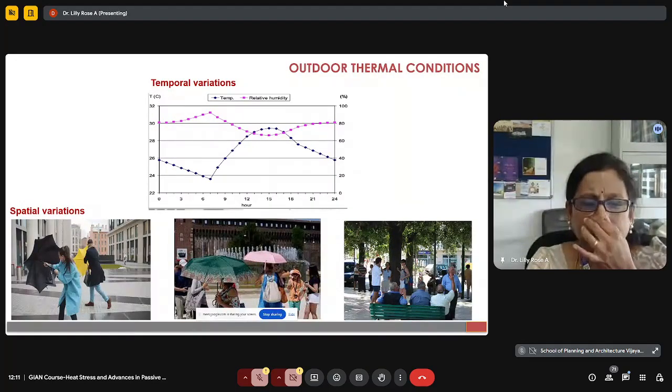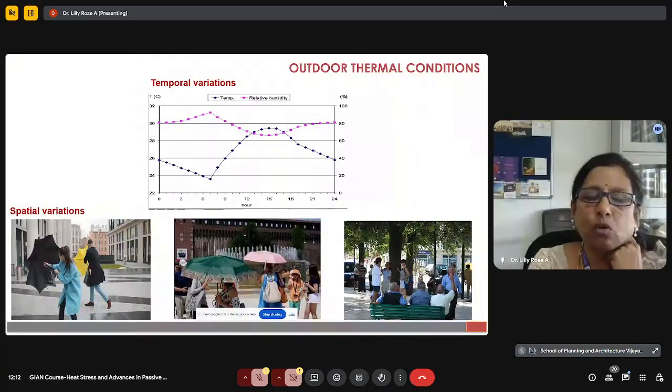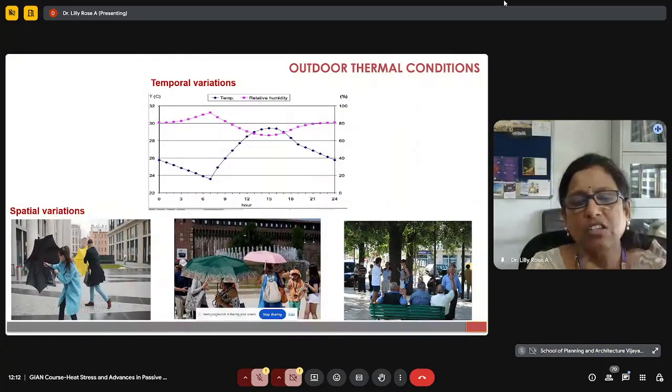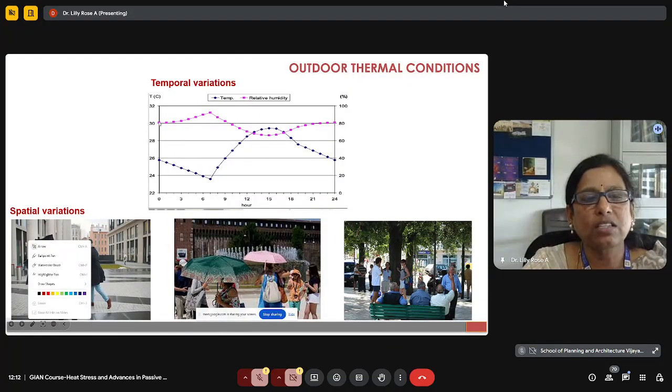To give a brief, in terms of indoor thermal comfort, the variation in meteorological parameters is quite small. If you see the diurnal variation indoors and compare it with outdoors, the diurnal variations are much higher outdoors. So if you see here, we can see that the temperature varies.